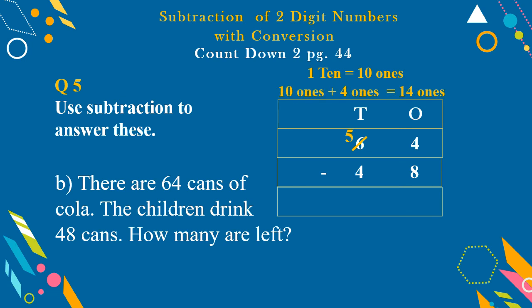10 ones plus 4 ones equals 14 ones. So write 14 on the top of the ones column. Now in the ones column we have 14 minus 8 equals 6. So write 6 in the ones place of the answer. Now in the tens column, 5 minus 4 equals 1. So write 1 in the tens place of the answer. So 64 minus 48 equals 16. So we are left with 16 cans of cola.